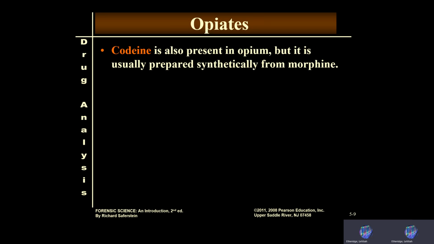The next opioid that I want to talk about is codeine. This is probably one that you guys have heard of. I'm sure you've heard of like cough medicine with codeine. Okay, it's also present in opium, but it's usually prepared synthetically from morphine.